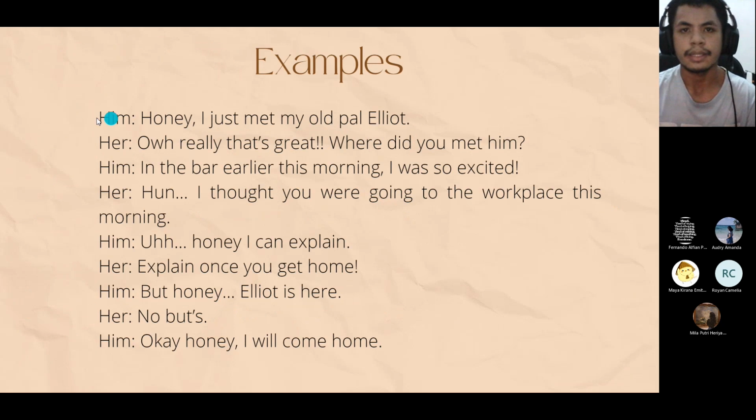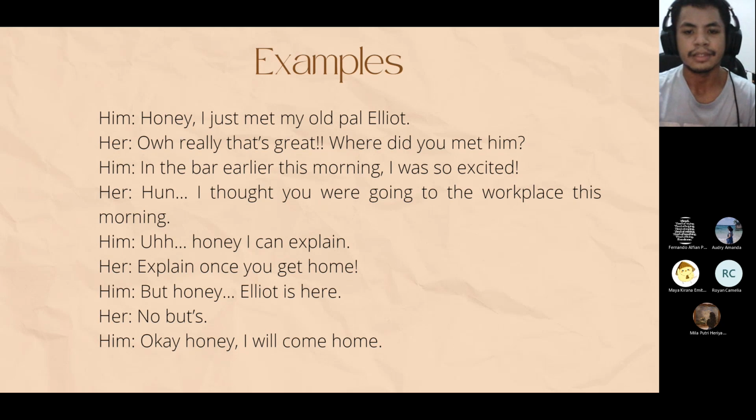Okay, so here are the examples for the speech event. Let me narrate it. "Honey, I just met my old pal Elliot," and she said, "Oh, really? That's great. Where did you meet him?" And he responded, "In the bar earlier this morning. I was so excited." "Hon, I thought you were going to the workplace this morning." "Honey, I can explain." "Explain once you get home." "But honey, Elliot is here." "No buts." "Okay, honey, I will come home."